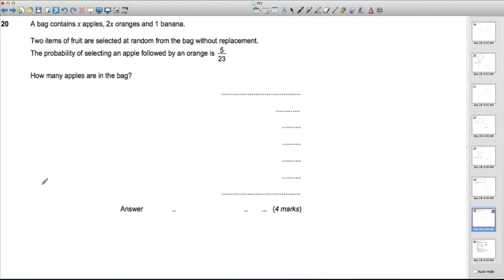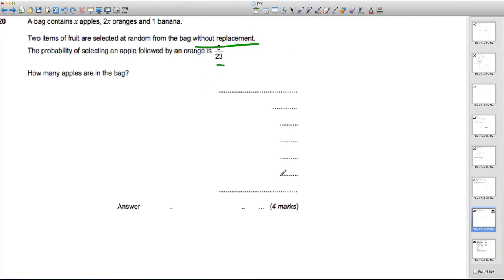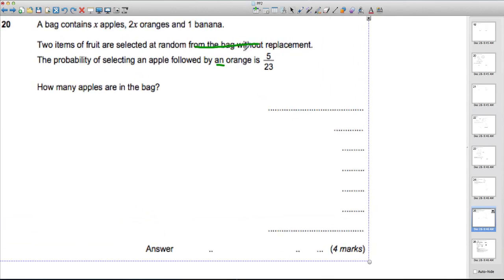Okay, question 20. A bag contains x apples, 2x oranges and 1 banana. 2 items of fruit are selected at random from the bag without replacement. The probability of selecting an apple followed by an orange is 5/23. How many apples are in the bag? Okay, this is going to distinguish candidates here significantly.